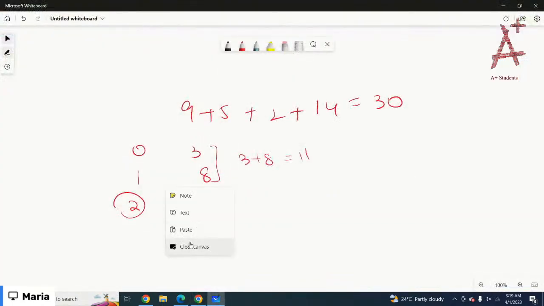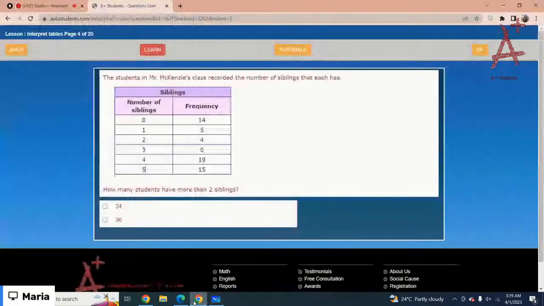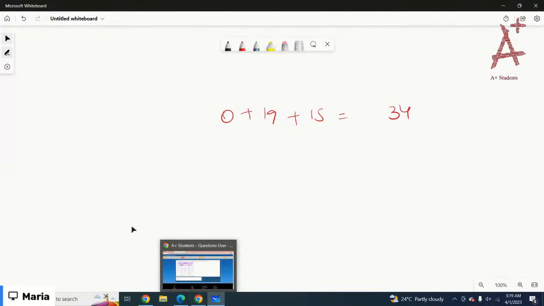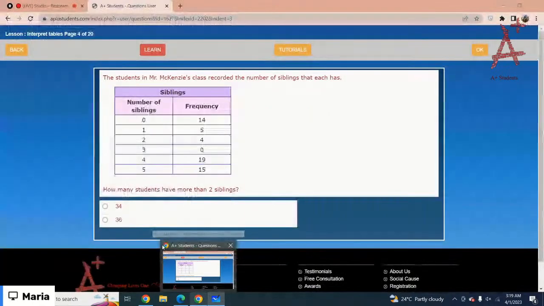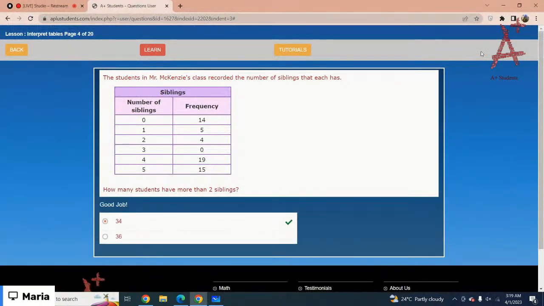For 3, it is 0. For 4, it is 19. And for 5, it is 15. So just add all the numbers. It would be 0, 19, and 15. That means 34 students have more than 2 siblings. Got it? So the correct option is 34.